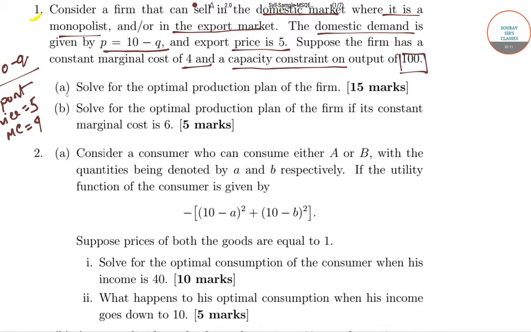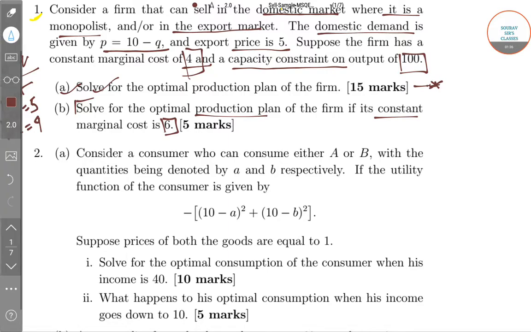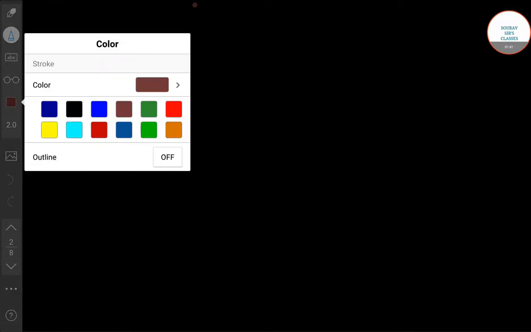We have already solved this question; you can refer to the other video if you want to know about it. In this question, we have to find the optimum production plan of the firm if its constant marginal cost is 6. In the earlier case, the marginal cost was 4. Now the marginal cost has increased to 6. So what will happen? For this, we need to solve the question. Now the marginal cost has become 6.